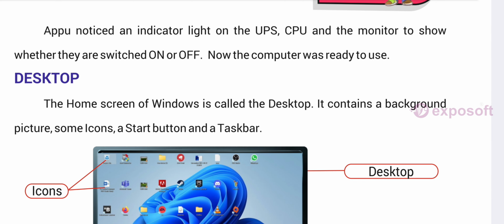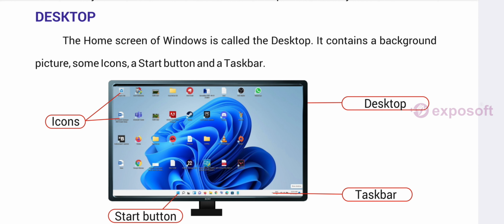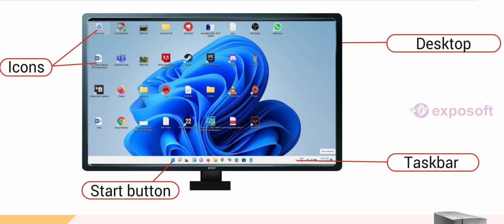Now we can see an indicator light on the UPS, CPU and the monitor to show whether they are switched on or off. Now the computer was ready to use. Desktop. The home screen of Windows is called the desktop, or we can say the first screen which we see after switching on the computer is called the desktop. Desktop contains background picture, icons, start button and taskbar.